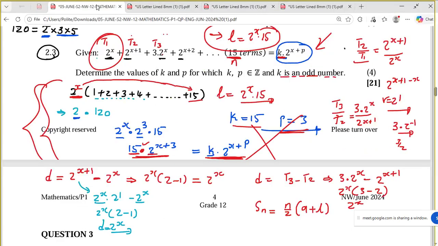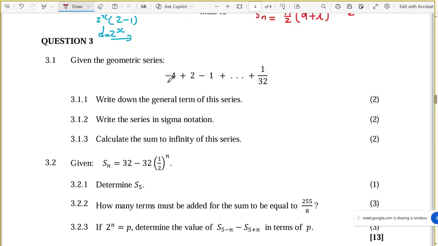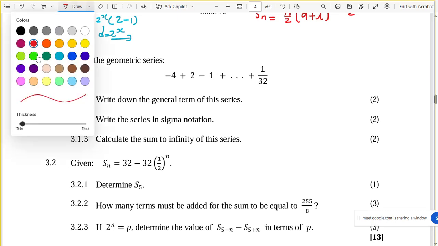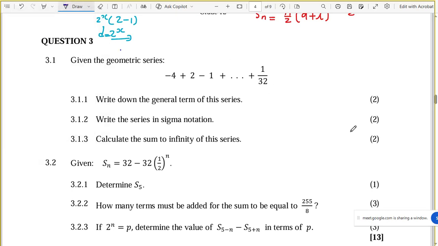Okay, let's move to the next question. Question 3. We are given the geometric series, and this is what we have. Let's see what we need to do on the first question: write down the general term of this series. Remember, the general term of the geometric series is in the form a r to the n minus 1.